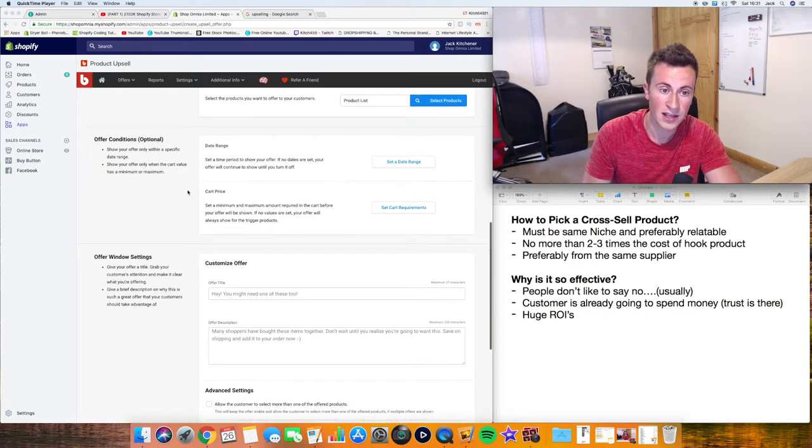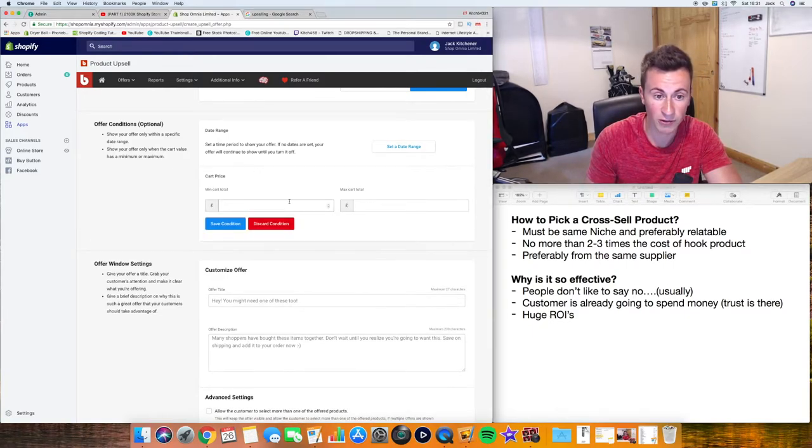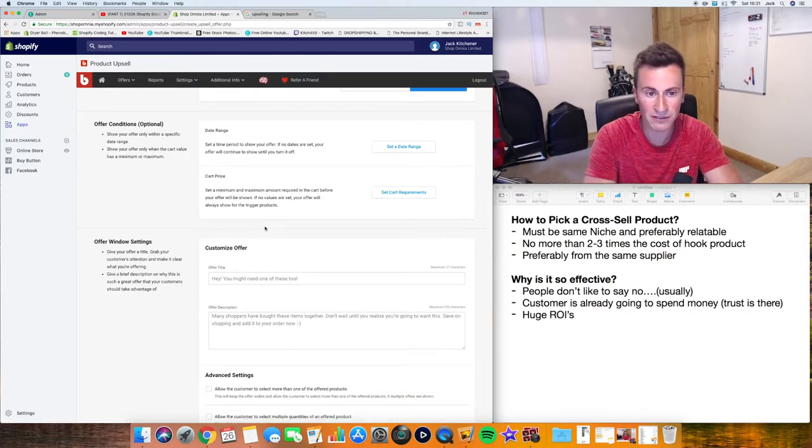Cart price. Now this is for if your profit margins are very tight and you want the customer to be spending a certain amount of money before they get shown the cross-sell offer. So if we were to click on set cart requirements, we could set that to £25. So their cart price would have to be over £25 for them to get this cross-sell offer. However, I never use this again, so I'm going to leave that blank.